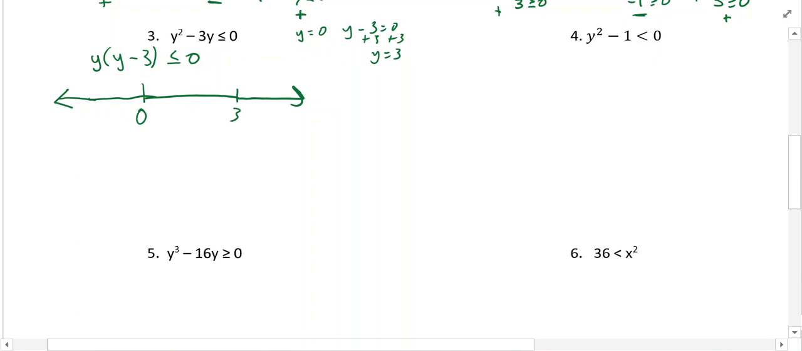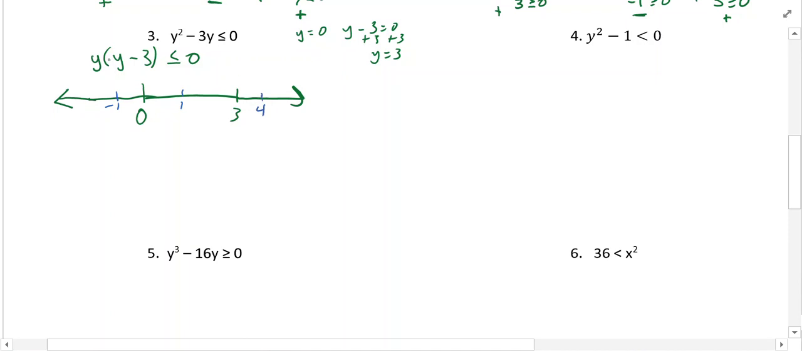Okay, if you want to switch colors, you can. The next thing is to pick numbers to the left, in between, and to the right of the roots. So to the left of 0, I'm going to pick -1. In between 0 and 3, I'm going to pick +1. And to the right of 3, I'm going to pick 4.